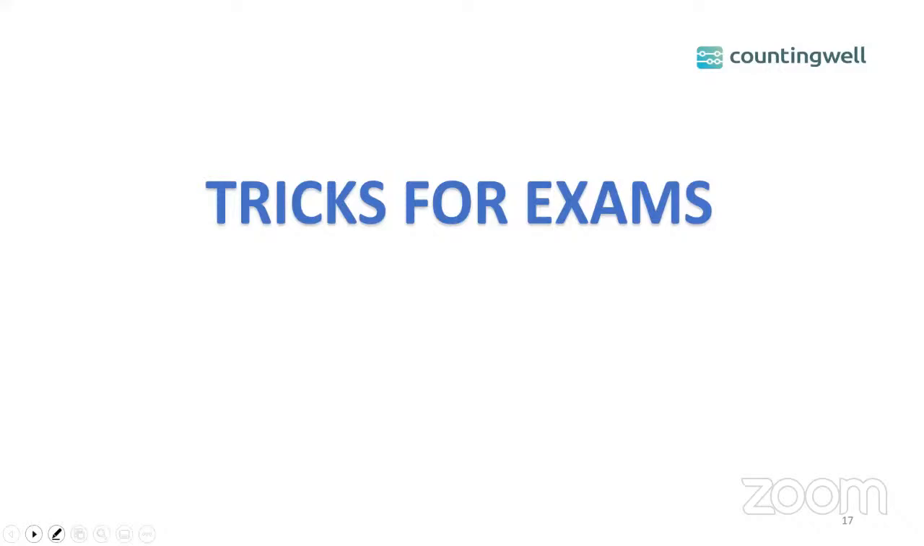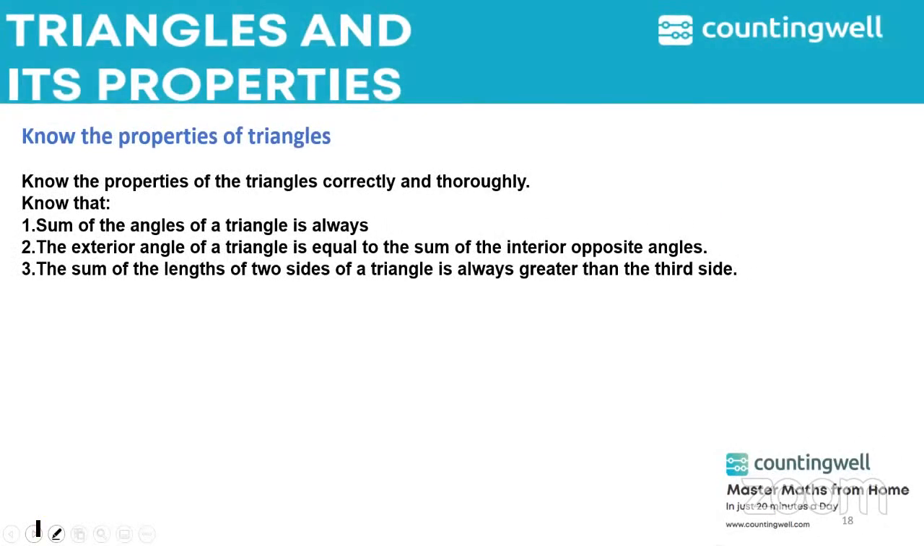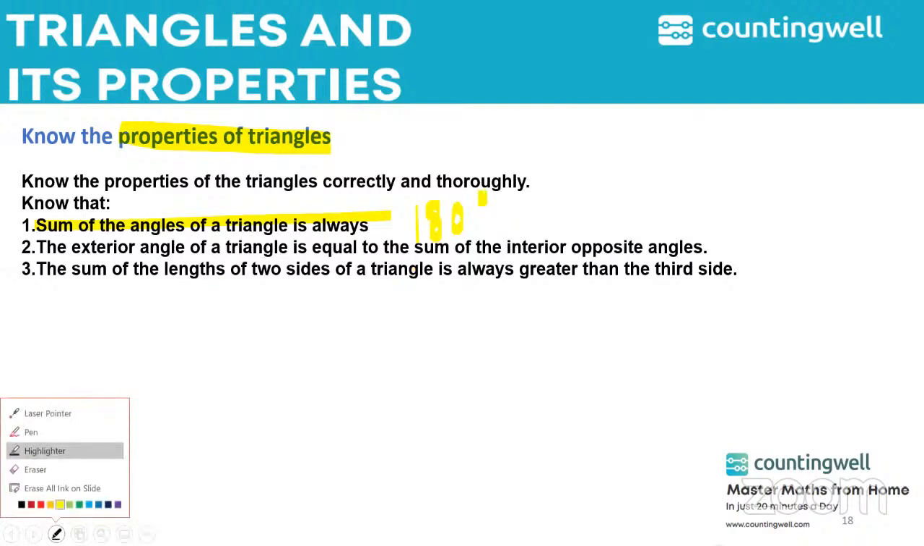Let us see some tricks for the exams for these two chapters. First, you should note the properties of triangles properly. You should learn and understand. You know that the sum of the angles of a triangle is always 180 degrees. Sum of the angles means sum of the interior angles of a triangle. So it is equal to 180 degrees.